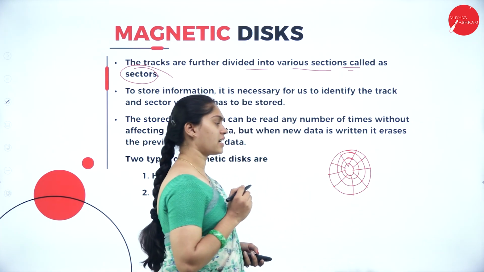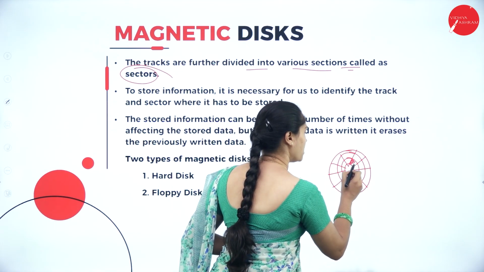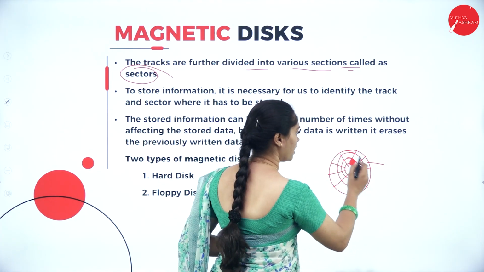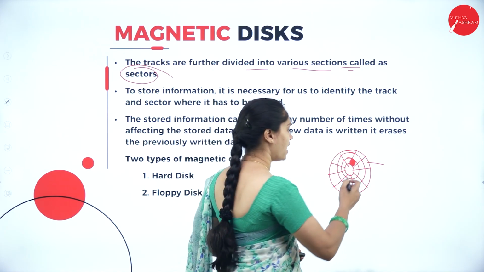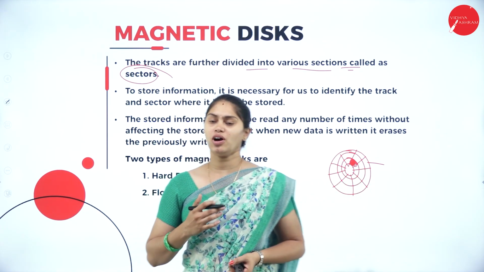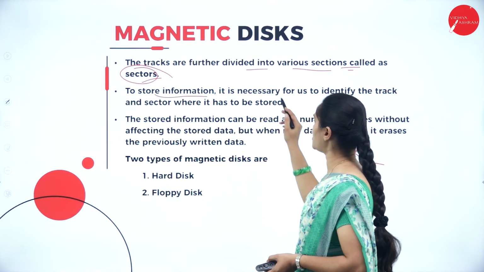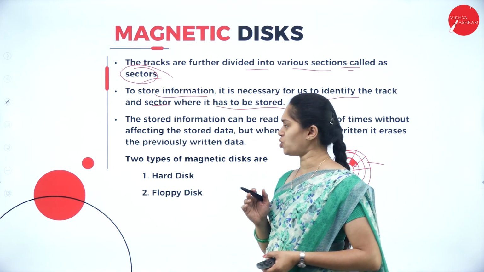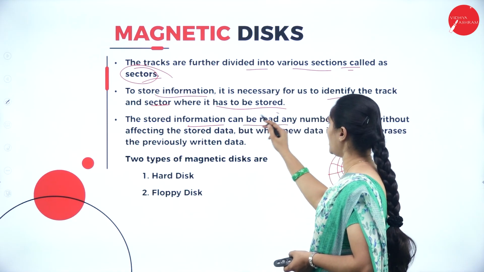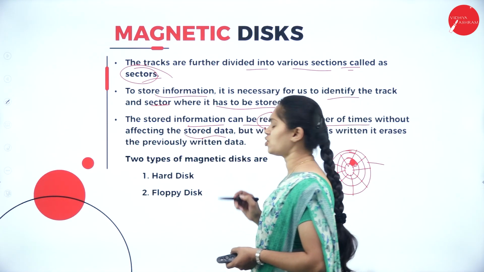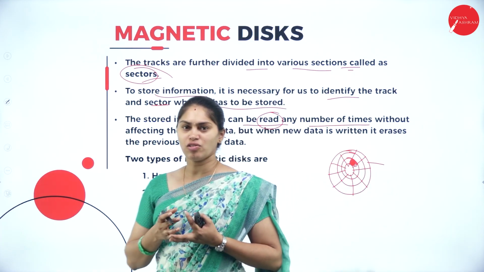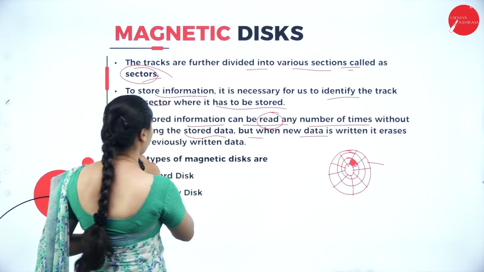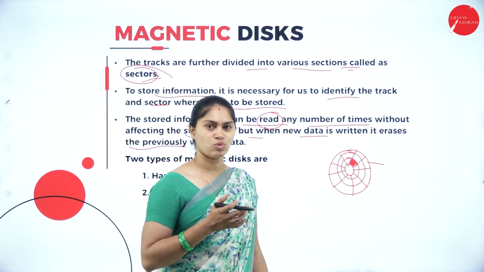If I want to access the content, I should know in which sector and which track the data is stored. So in this thin circular plate, the circles are the tracks, and the tracks are divided into sectors. To store or retrieve information, you have to know the track and sector where the data has been stored. After that, the stored information can be read any number of times without affecting the stored data. So you can watch movies any number of times from the hard disk. But when new data is written, it erases the previously written data. That is one of the drawbacks.